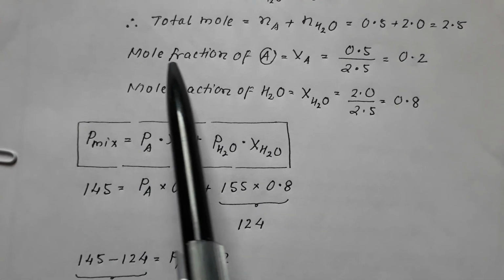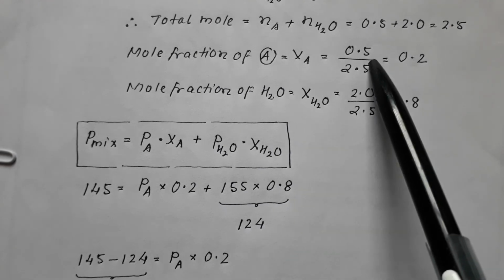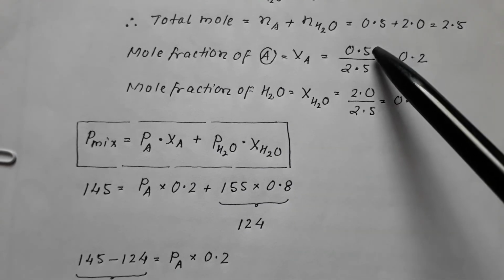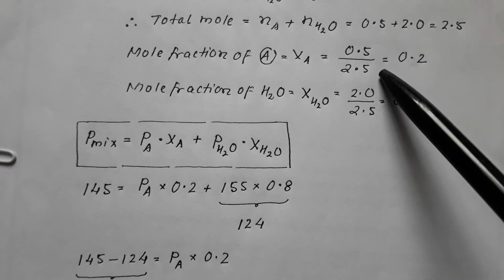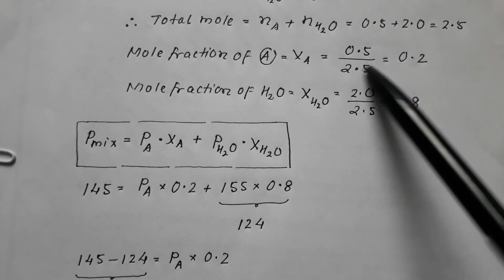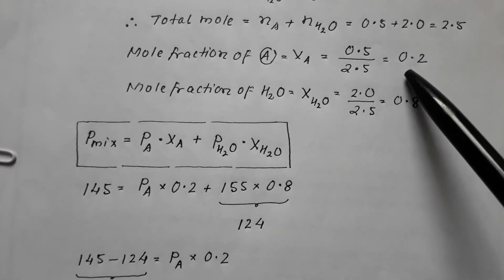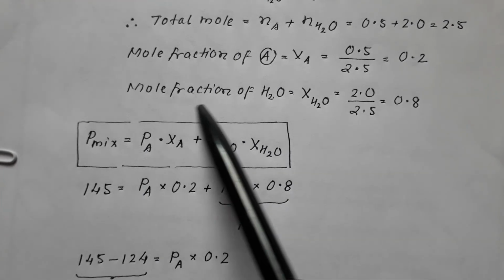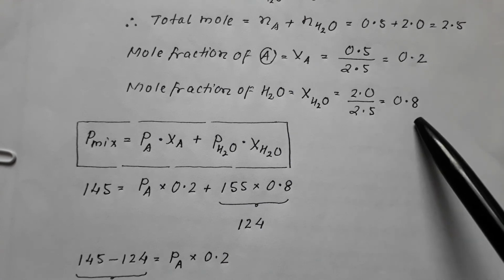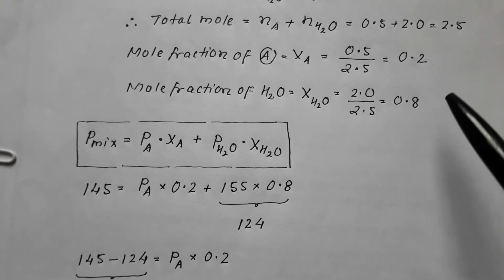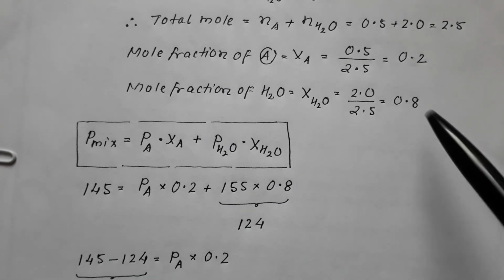Now calculating the mole fraction of A. The mole fraction of A, which is XA, is mole of A upon the total mole. The mole of A is 0.5, total mole is 2.5. Therefore, mole fraction of A is 0.2. Mole fraction of water is mole of water 2 upon total mole 2.5, which is 0.8. So this is mole fraction of A, this is mole fraction of water.